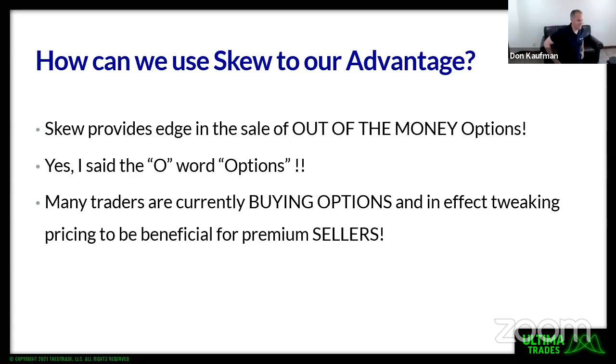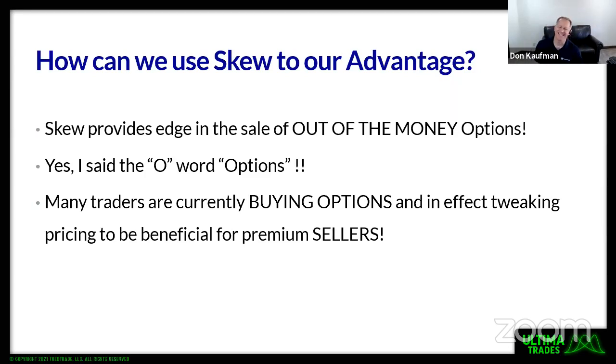Skew provides edge in the sale of out of the money options. Because out of the money options should be traded off this nice distribution curve, but they're not. They're tweaked, and there's edge in that skew. There is edge in that skew. Remember that. Skew provides edge in the sale of out of the money options.